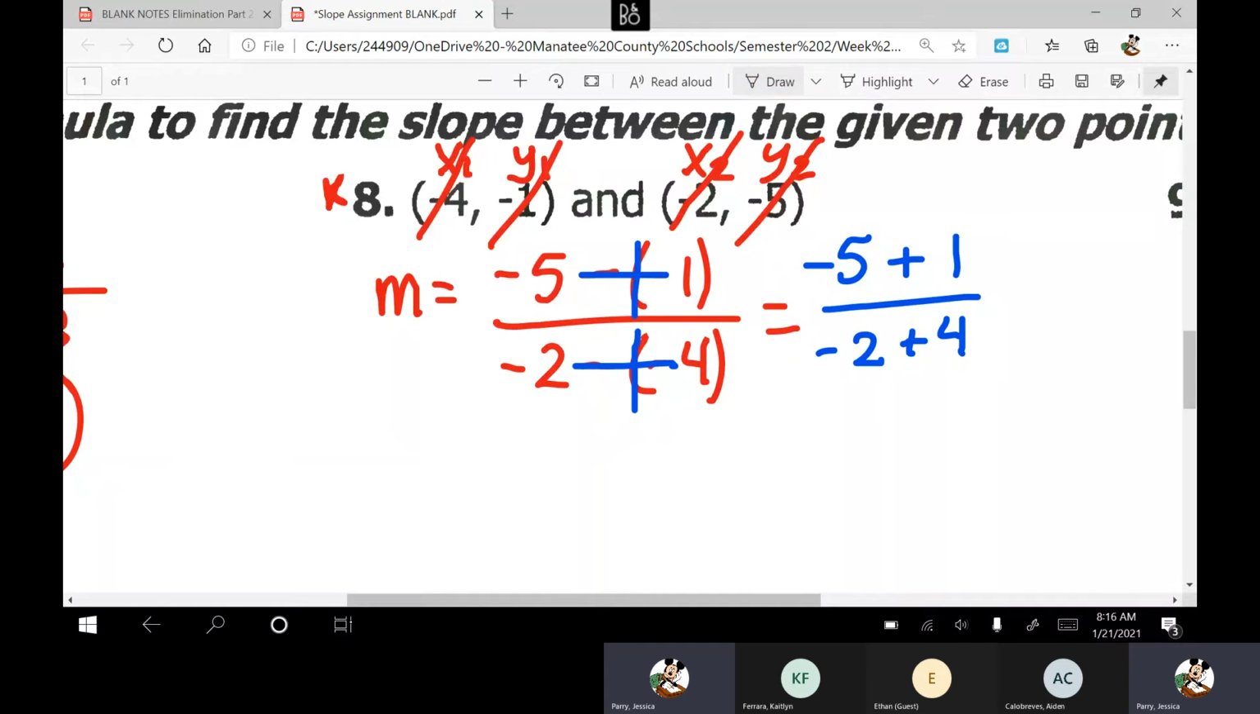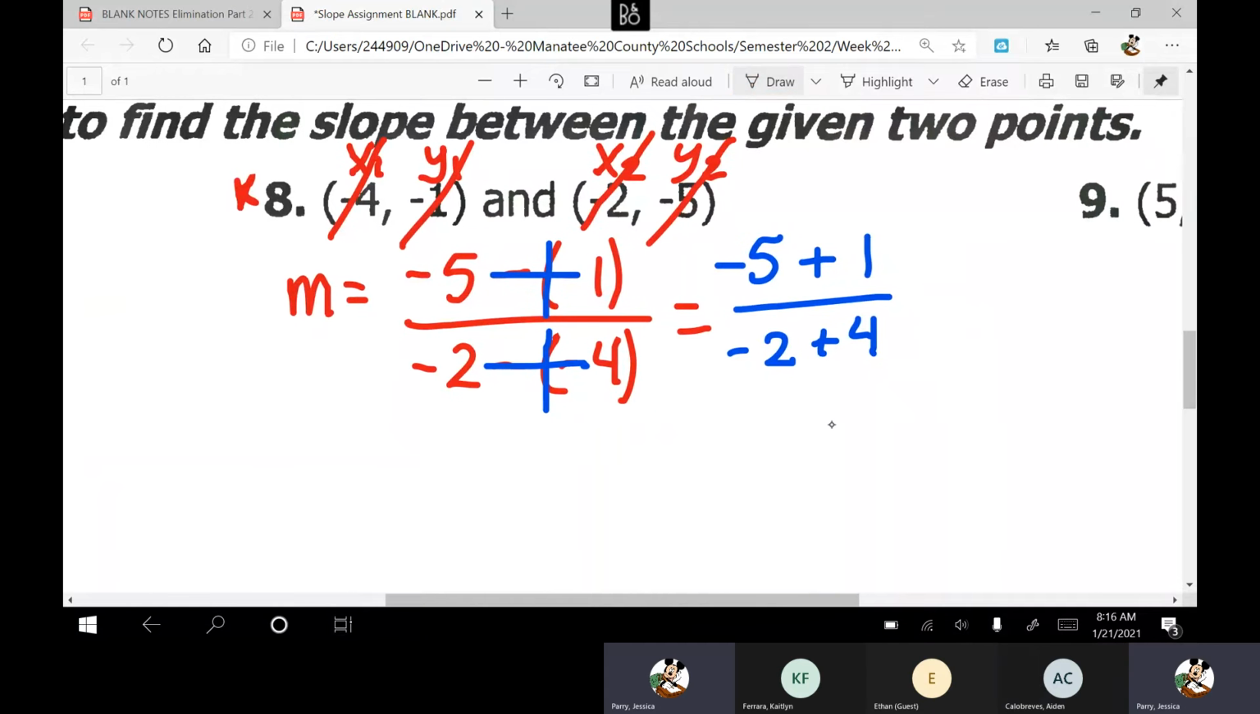And up top, what is -5 plus 1? -4. Perfect. We get a -4 over. And then on bottom, what is -2 plus 4? That's +2. Yep, +2. And then can we simplify this?